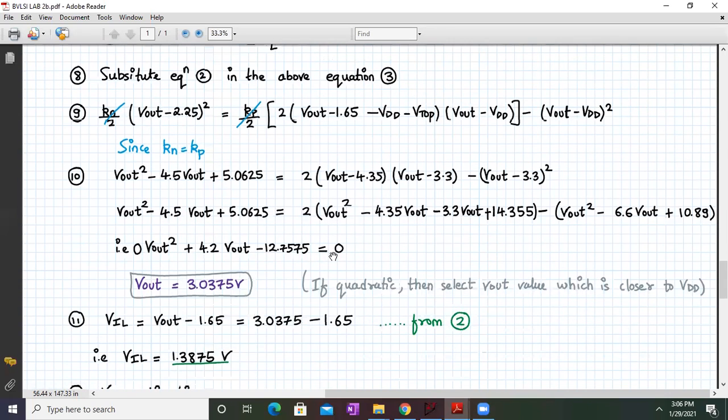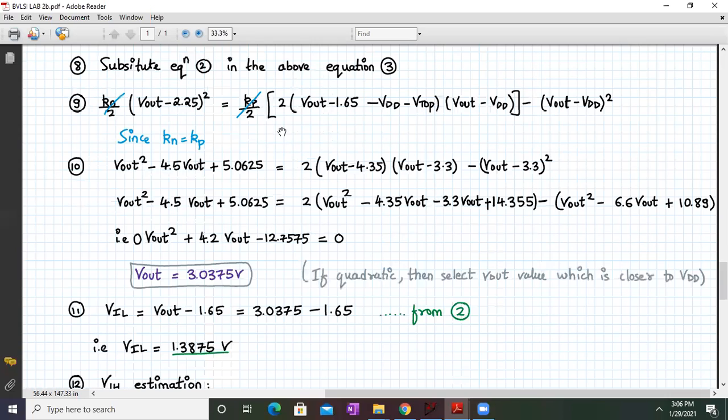Now, fortunately, for a symmetric inverter, we don't get a quadratic equation. We directly get the answer of V out. But since in your case Kr is not equal to 1, your Kp and Kn are different, you will get a quadratic equation, and you will get two values of V out. Select the positive value of V out which is closer to VDD. I repeat, you will get a quadratic equation because your parameter Kn is not equal to Kp. So select the value of V out which is closer to VDD.